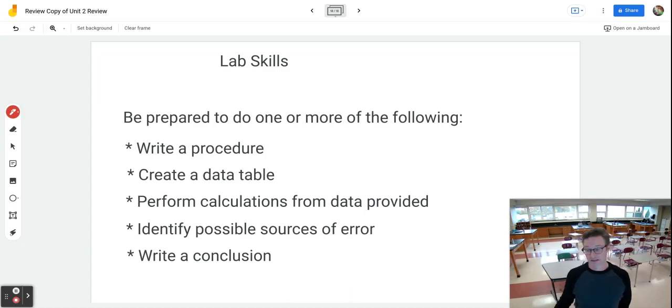If I gave you some data and said calculate, for example, density or concentration or something with dilution, you need to be able to perform those calculations. If I gave you a bunch of data and a hypothesis or a purpose statement, could you write a short conclusion saying, here's what the question was, here's what the data shows, here's our conclusion. So be able to do those things, be familiar with them, go back and look at the lab report template that we used. That will give you some insight as to what should be in a procedure, what should be in a data table, and so on. So there should be a question like that.